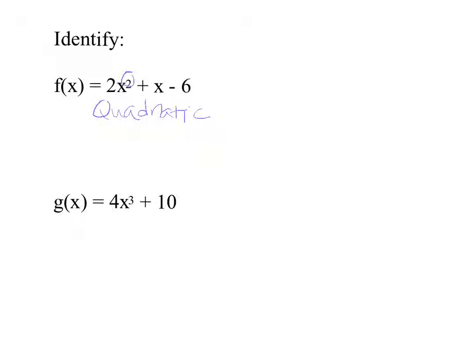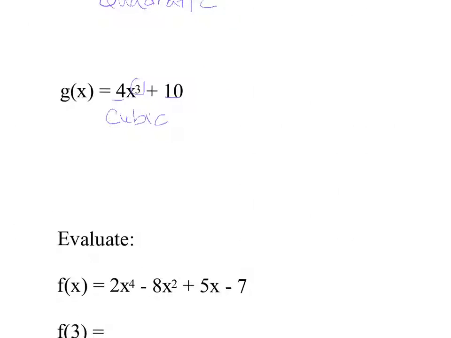The leading coefficient is 2. The constant is negative 6. Now if we look at g of x, the biggest exponent is a 3, so this is a cubic polynomial. The leading coefficient is 4. The constant here is 10. And if you don't have a constant, you don't always have to have a constant, then you would just say it's 0. And if there's no number in front of the x to the whatever giving you a leading coefficient, it's going to be 1.